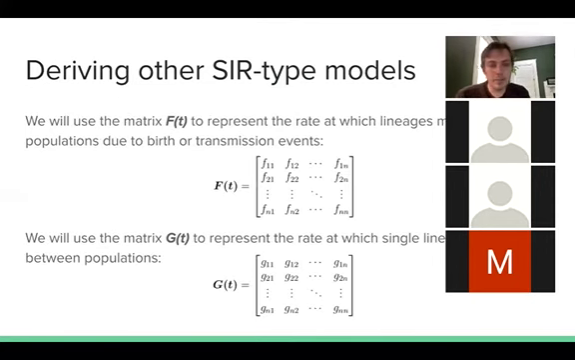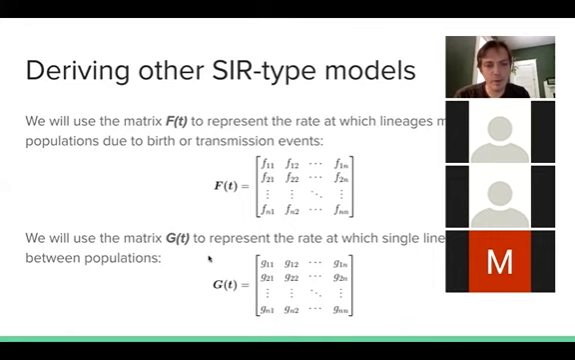And so to help us do that, we can represent the ways in which lineages move between two different populations using two different rate matrices. So we'll let the matrix F here represent the rate at which lineages are moving between different populations due to birth or transmission events. Here, each element in this rate matrix gives the rate at which, say, a given lineage moves between populations 1 and 2, or populations 2 and 1, due to a transmission event.